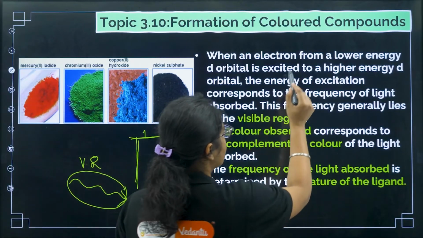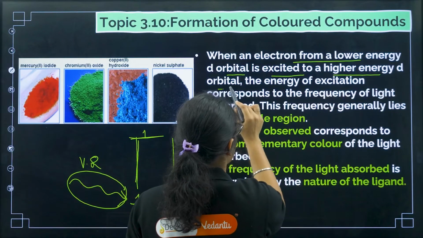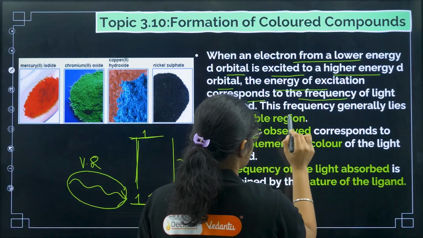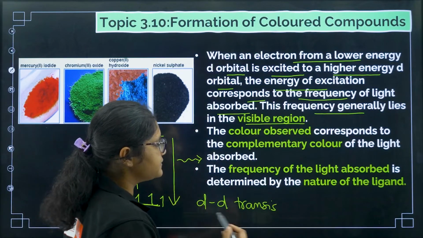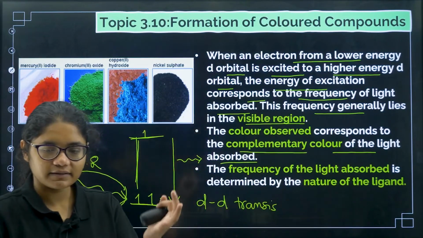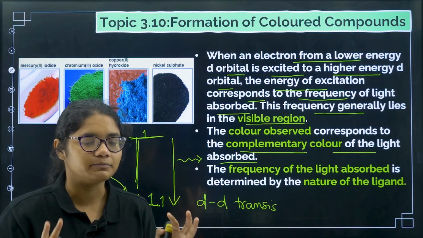So see, when an electron from a lower energy d orbital is excited to a higher energy d orbital, the energy of excitation corresponds to the frequency of light absorbed. This frequency generally lies in the visible region. The color observed corresponds to the complementary color of the light absorbed. So whatever light is absorbed, the complementary color of that will be visible to you.